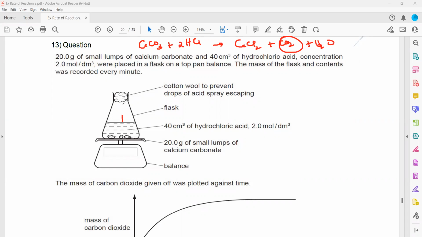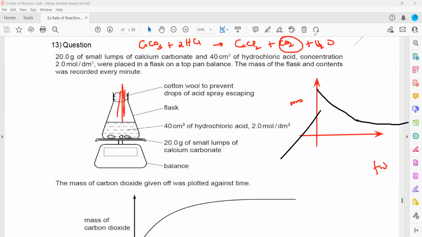So you can allow this gas to escape and measure the mass of the content in the flask with reference to time. It will start with a maximum value, then it decreases, and eventually it will be a horizontal line. But it won't touch the x-axis because there is always some content left in the flask. This is one way, and you can measure the rate by taking the gradient.